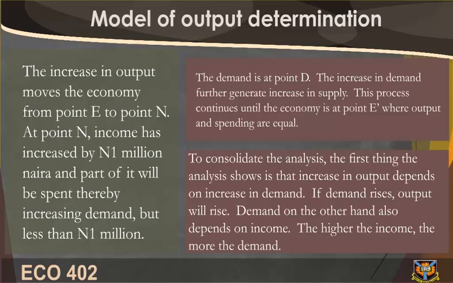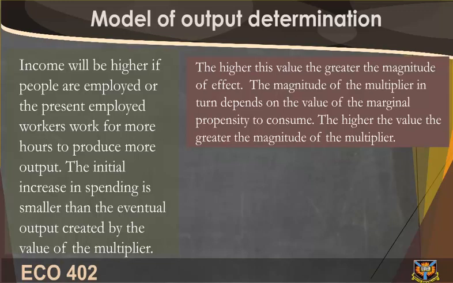To consolidate the analysis, the first thing the analysis shows is that increase in output depends on increase in demand. If demand rises, output will rise. Demand, on the other hand, also depends on income. The higher the income, the more the demand. Income will be higher if people who are unemployed or the presently employed workers work for more hours to produce more output. The initial increase in spending is smaller than the eventual output created by the value of the multiplier.